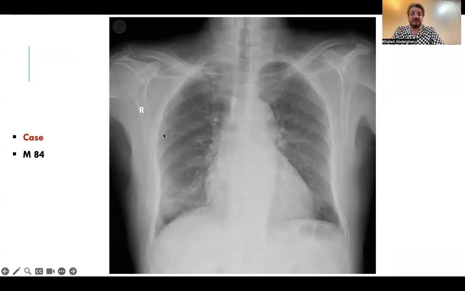As you can see here now, the minor fissure regained its normal hairline opacity seen transversely in the right lung zone, and the pleural effusion elsewhere is almost resolved and absorbed.